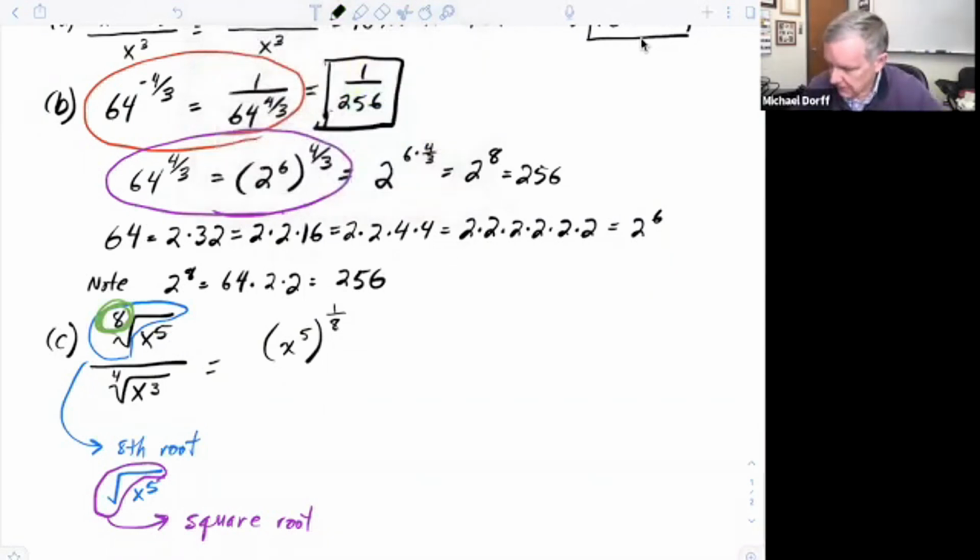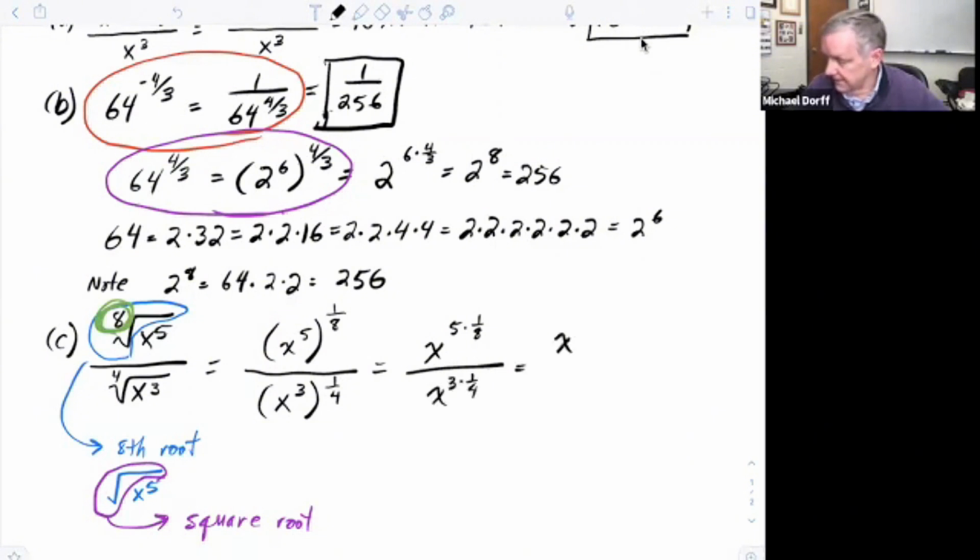So going back here, we have the 8th root of x to the 5th on the top. So I can write (x to the 5th) to the 1/8 power. On the bottom, I have x cubed inside of parentheses, and now I have a 4 at the top left of that radical sign. So that means that's the 1/4 power. And then using my laws of exponents, (x to the 5th) to the 1/8 is the same thing as x to the 5th times 1/8. And on the bottom, I've got x to the 3rd times 1/4. And so that gives me x to the 5/8 over x to the 3/4.